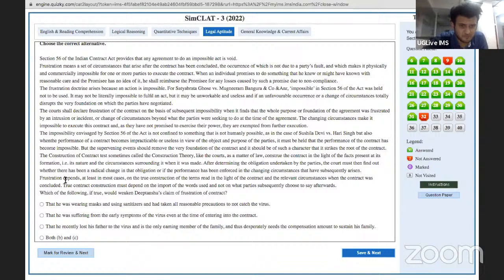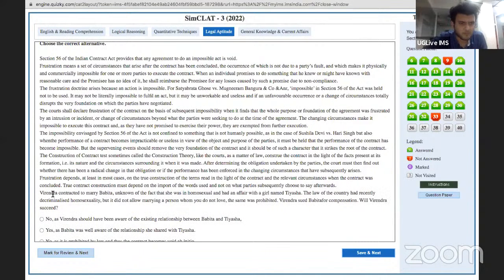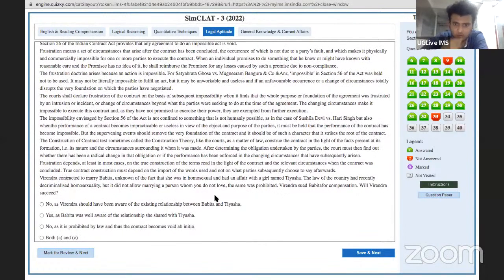Okay. Which of the following two would weaken the partial claim of frustration of contract? Okay. He was wearing a mask. He was suffering from early symptoms. Recently lost his father. Early symptoms. He didn't contract to marry Babita. No, sorry. Though the country had recently declared homosexuality legal, it did not allow marrying a person whom you do not love. The same was prohibited. What is the law? Sorted law. Will succeed.